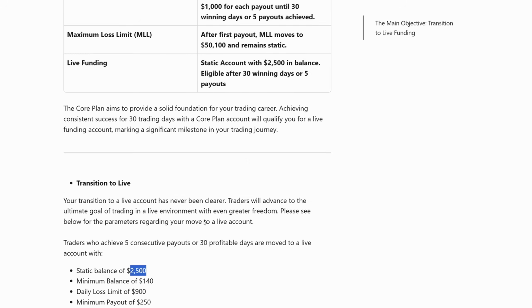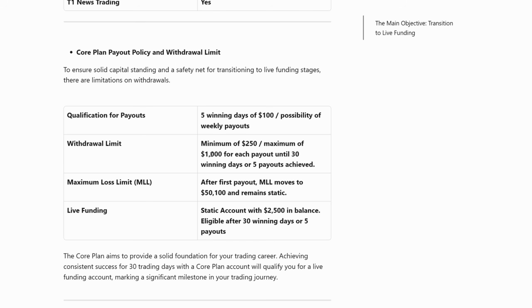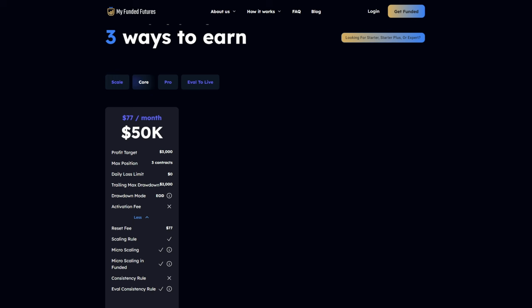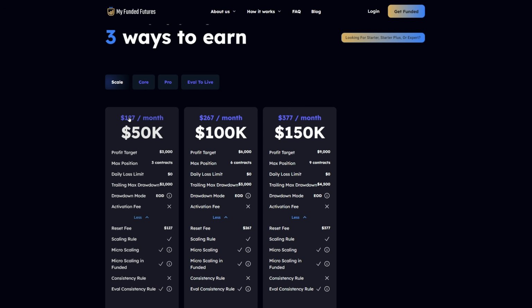So something I want you guys to focus on with this plan, pay attention. The maximum you can take out in the core plan, which is the cheapest plan, is going to be $1,000 per payout cycle. Now, if we come over and look at the scale plan, you can see the price tag is a little bit higher, $127. However, with the current promotion going on using promo code Mike, you can get this account for $108. Now, again, there is 0 activation fee. We have the same profit objective. We have the same drawdown amount.